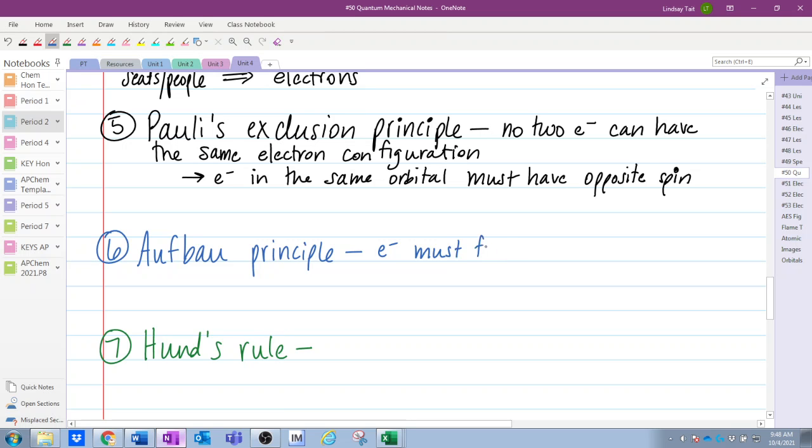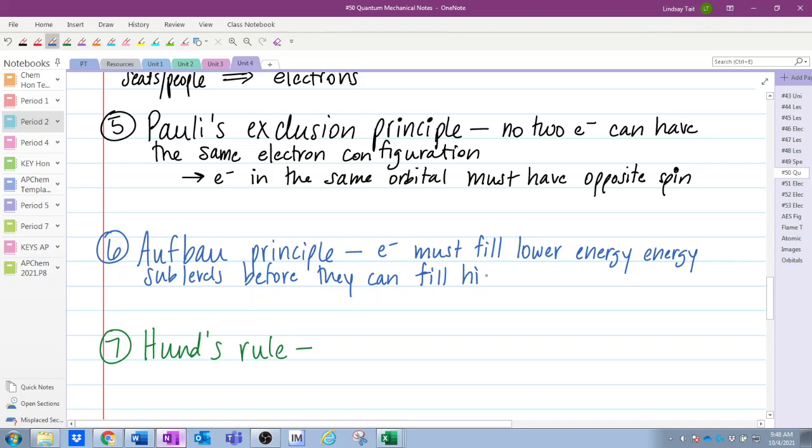Electrons must fill lower energy sublevels before they can fill higher ones. And notice it does go down to sublevels. It's not even just going to be based on the energy level. We're actually going to break it down into 2s and 2p. Well, who comes first? 2s is going to be lower energy than 2p, even though they're similar, it's still lower.